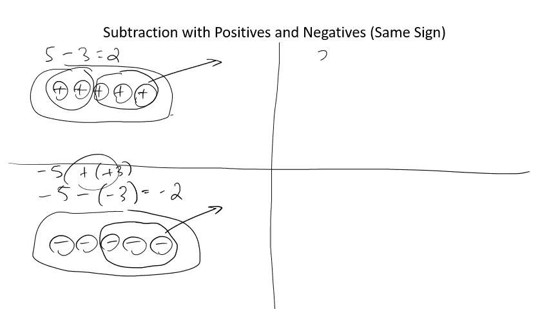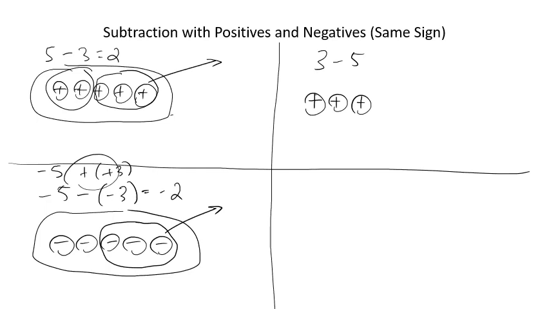Now let's move on to 3 minus 5. Now this is a little bit different because once I make my 3 positives, well, I need to remove, what am I doing here? So I got 3 positives, and I want to remove 5 positives. And I don't have enough. So how do I get the 5 positives so that I can remove them?